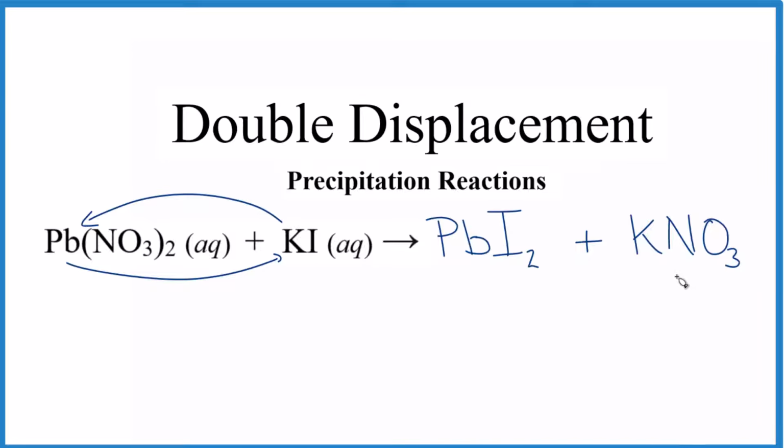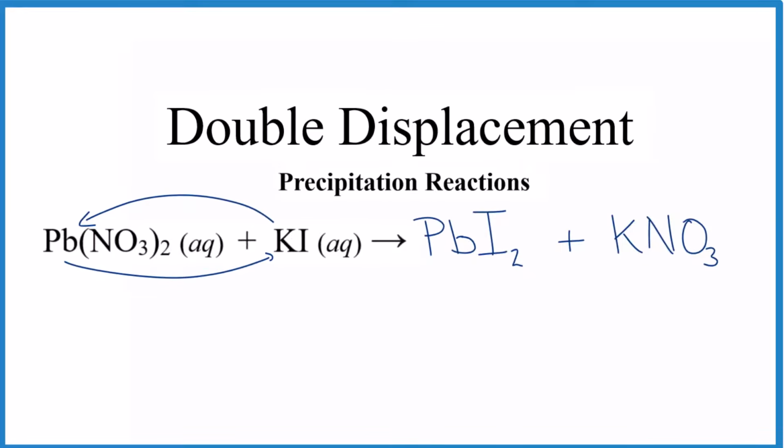But the problem here is, what states do we have? So we need to know the solubility, and you can look this up on a solubility table. You can find a video on how to figure out the solubility for compounds in the playlist that I've linked to. It turns out that nitrates are very soluble. So this is going to be aqueous. It's going to stay dissolved.